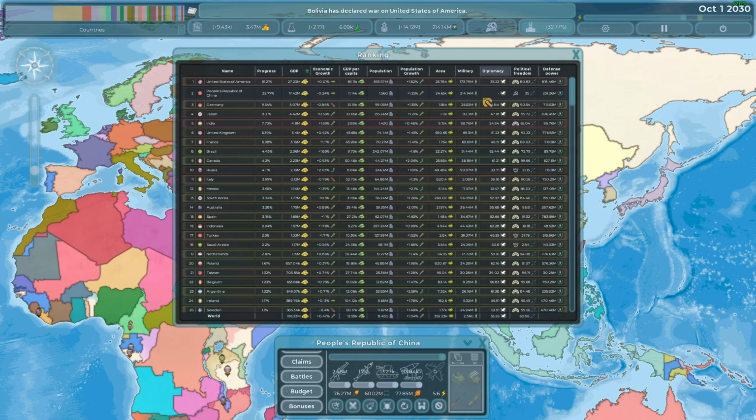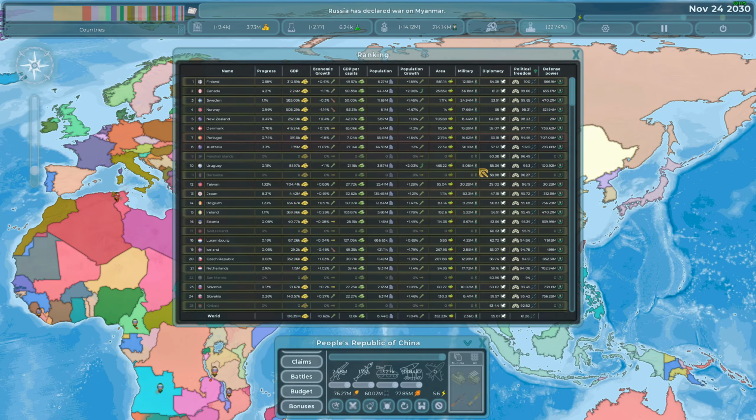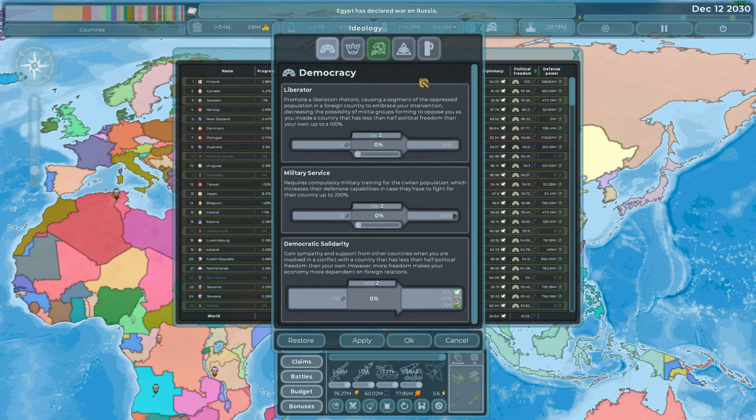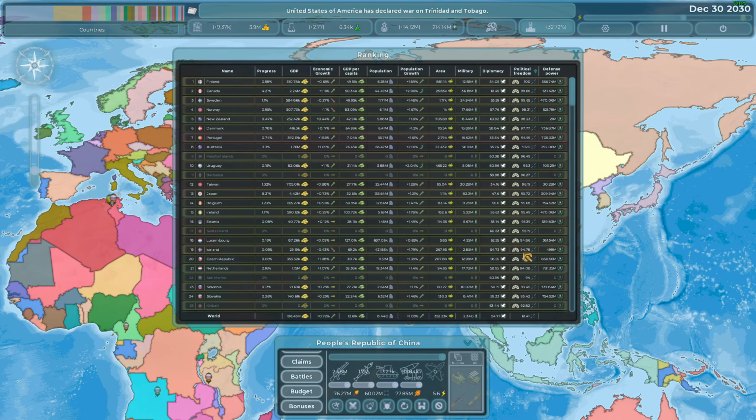Diplomacy. Your own country is going to be marked with a dash, and diplomacy is your relations with everyone else. Political freedom is a value. It shows just how free you are politically. I'm not sure how to explain it. All I know is the only thing that really gets affected by that is your exchange rate. So the higher your political freedom, the higher your exchange rate.